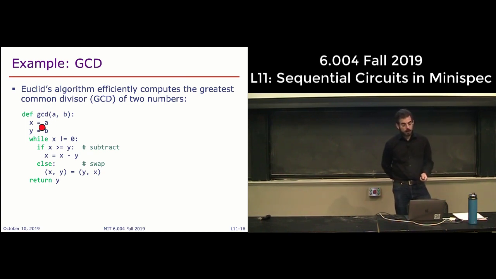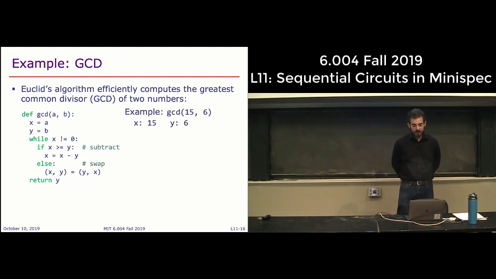Now, the way Euclid's algorithm works is you have two values x and y, which you initialize to A and B, your initial inputs, and then while x is not 0, you do one of two things. If x is greater than y, then you subtract y from x, and otherwise you swap x and y. Okay? So once x is 0, the GCD of A and B is in y. Let's see one example of how this works. So suppose that I want to compute the GCD of 15 and 6. So I will first set x to 15 and y to 6.